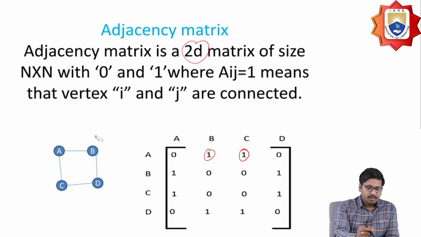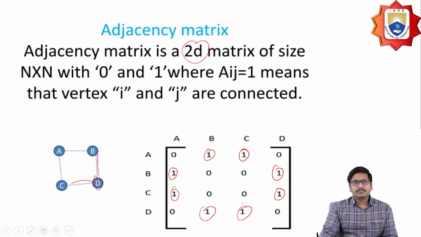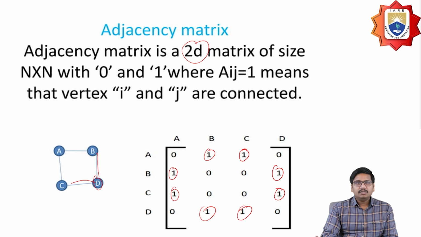And from B, what are the edges? I have an edge from B to A and B to D, and from C, I have an edge from C to A and C to D, and I have an edge from D to B and D to C. So this adjacency matrix is a two-dimensional matrix which is going to have zeros and ones. Whenever the value becomes 1, it means that there is an edge from vertex i to vertex j.